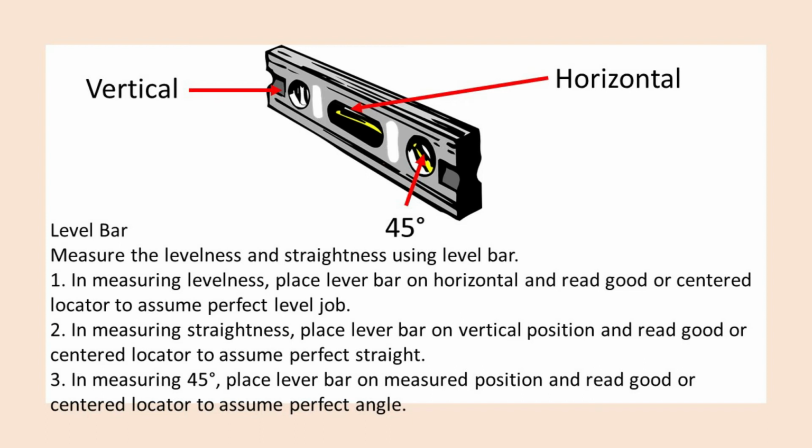perfect straight. Number 3. In measuring 45-degree, place level bar on measured position and read good or centered locator to assume perfect angle. A few moments later.